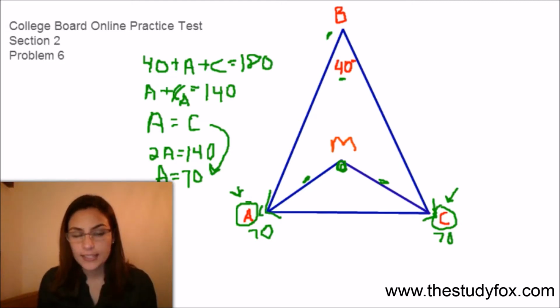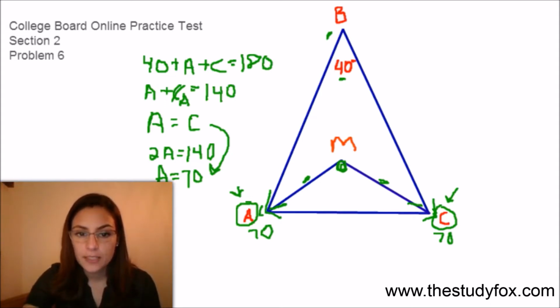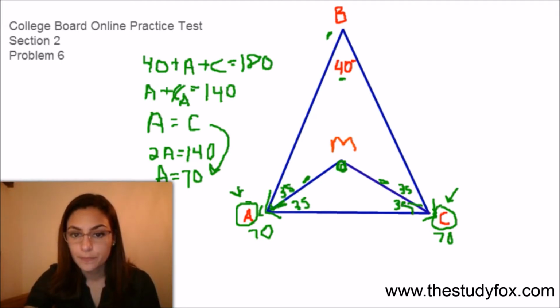My next fact is that we have angle bisectors. We know these lines split the angles right down the middle. So if each angle is 70 and it's split right down the middle, the two remaining angles have to be 35. We have 35 here and 35 here because this line split our 70 in half. And same thing on this side. They're both 70, they're both angle bisectors, so they're both split into two angles of 35.